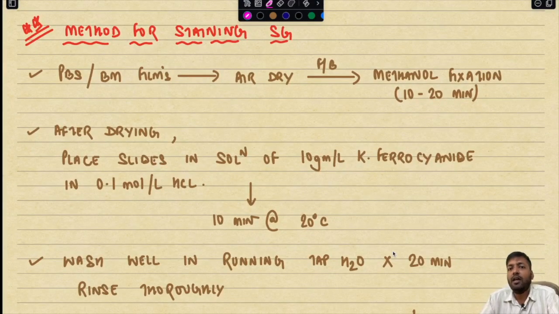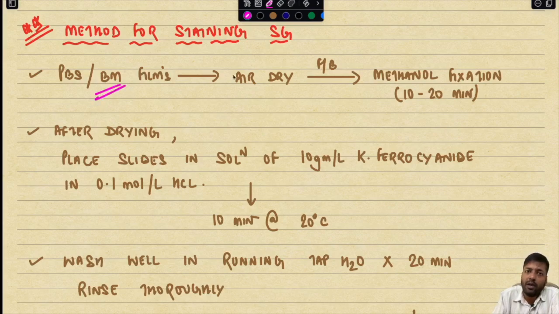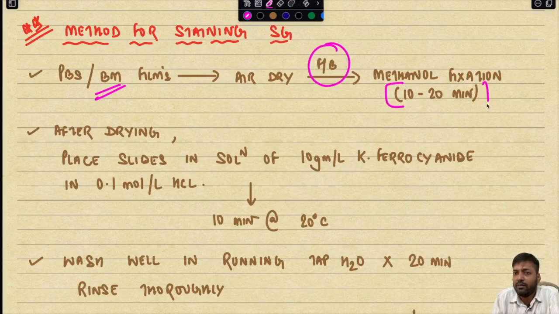It is the same that we use for staining the iron granules in the routine bone marrow iron staining, the Perls stain. It can be done on both PBS as well as bone marrow films, but mostly it is done on bone marrow films. So, you air dry the films, followed by methanol fixation for 10 to 20 minutes.